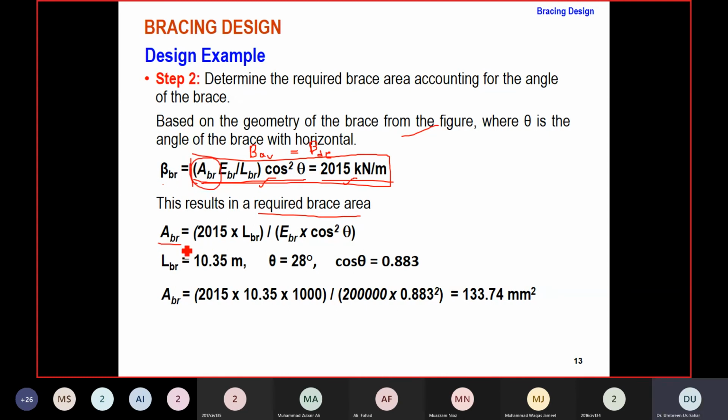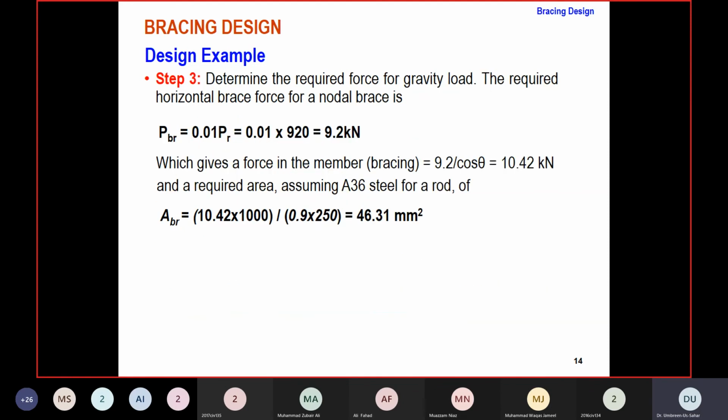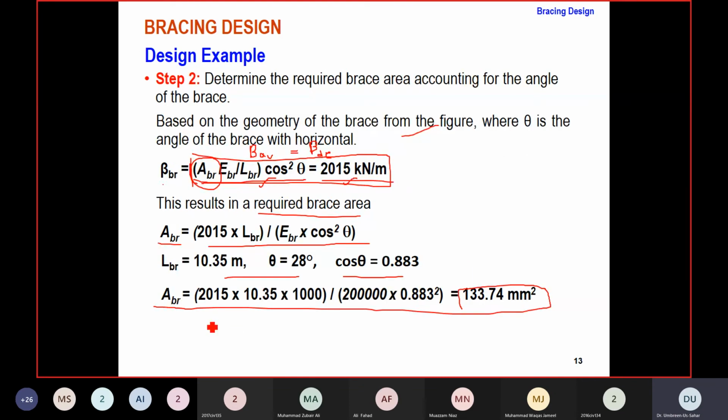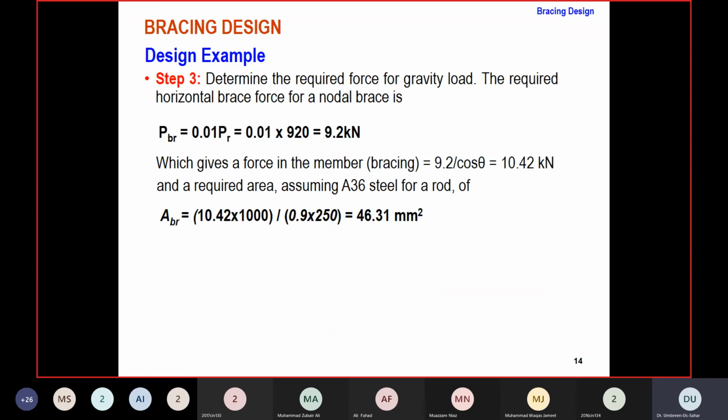Okay, so you can take out your area of brace and input all of the values, L_BR, theta, and you can get the area of the brace. That is going to give you the answer 133.74. Keep this with you. This area of the brace is based on stiffness. Two criteria we have to follow. This will be your A_BR1 based on stiffness.